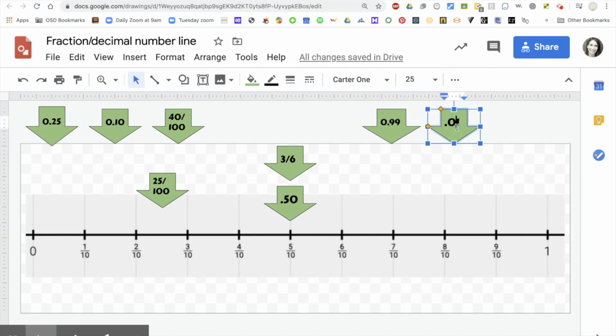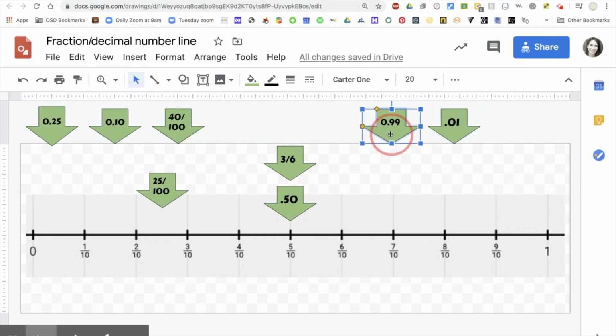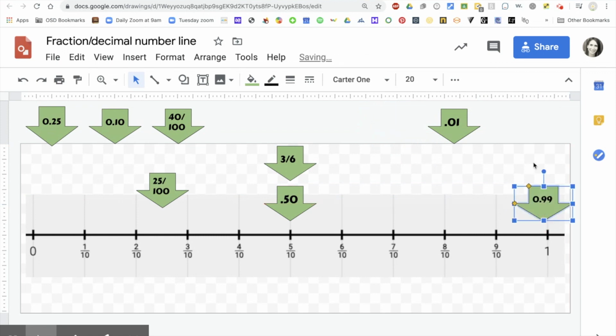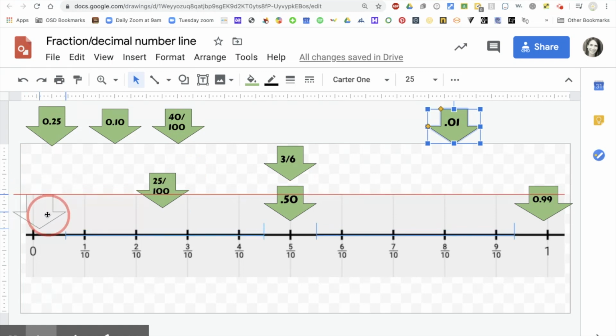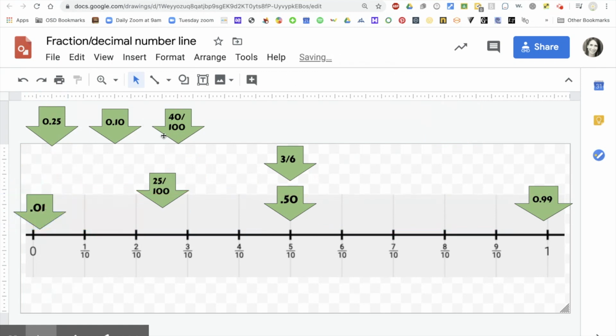99 hundredths and 1/100th would be way apart from each other, almost a whole away from each other, so I know that's right close to that 1, not quite there. And this is right close to that 0, not quite there, right? Okay, I have 3 left.